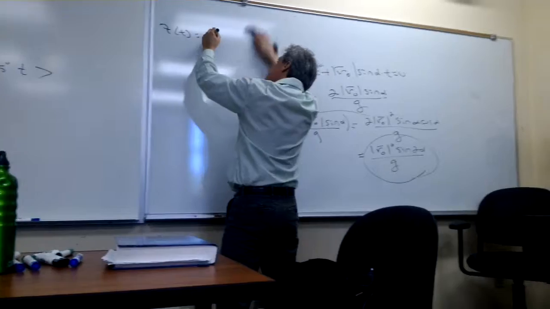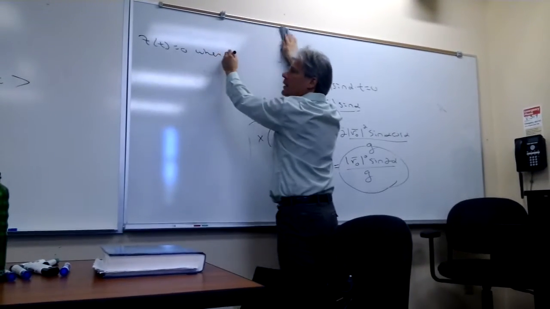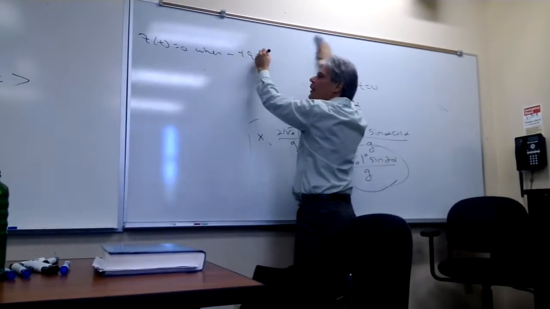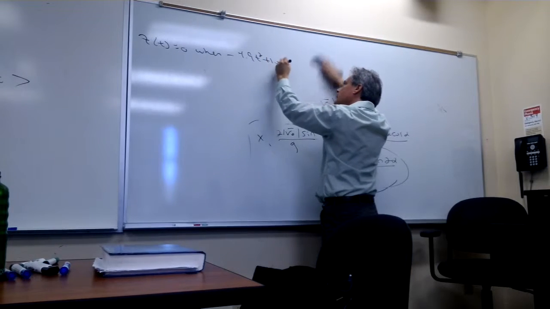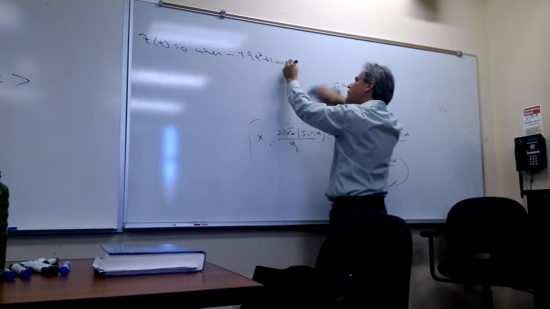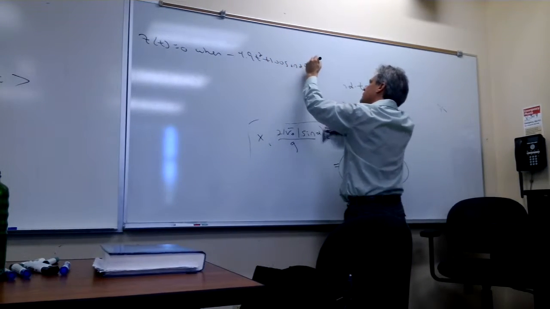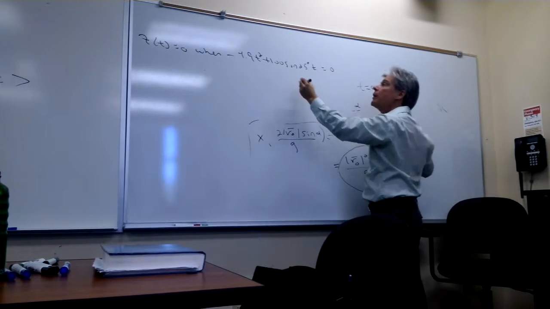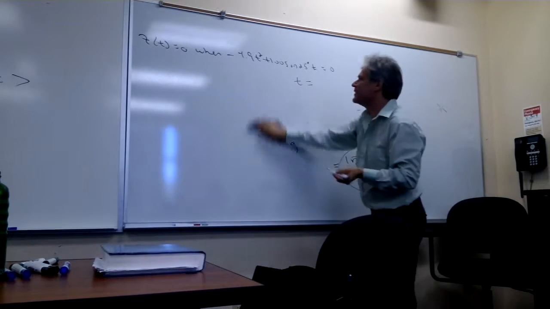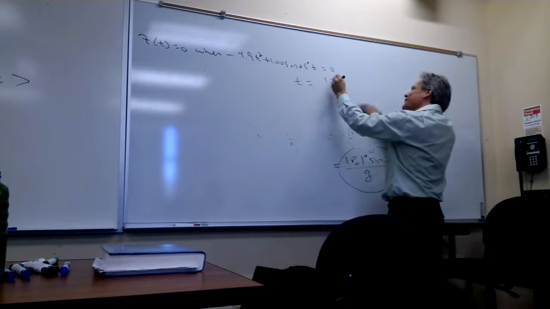Is equal to 0. So my z component as a function of t is going to be equal to 0 when my negative 4.9t squared plus 100 sine 25 t equals 0. Yeah, I agree. I guess I'm wasting too much time writing it. Yeah, you have like 1 minute left. Okay, all right, fast. So t is equal to 100 sine of 25 degrees divided by 4.9.